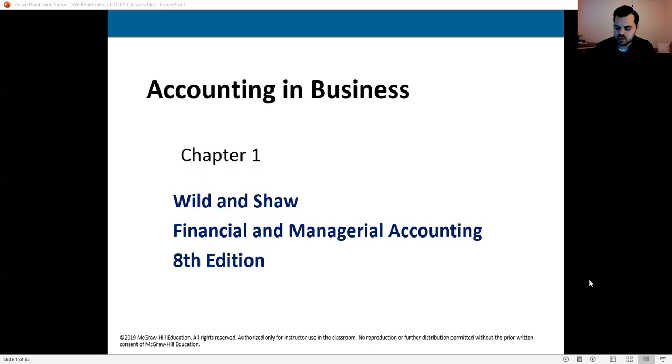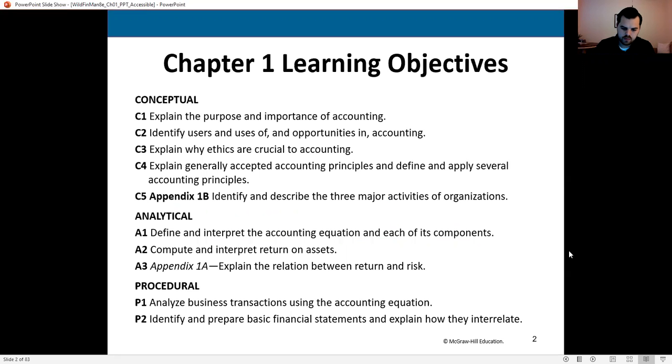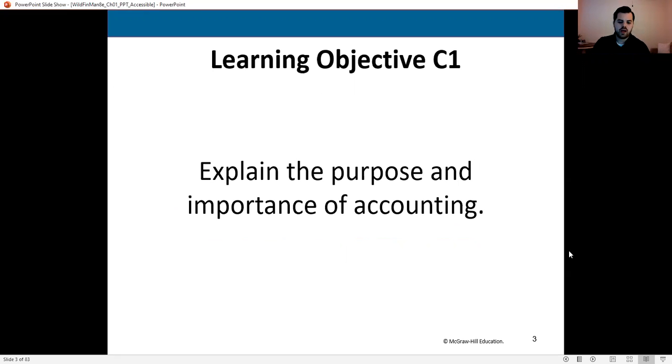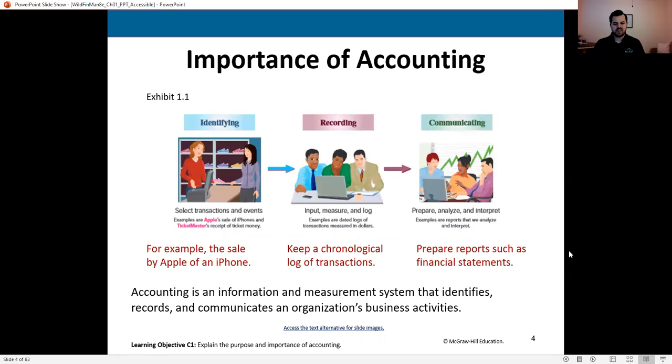So as we dive in here to chapter 1, the first thing we want to look at is just figuring out, well, what is accounting? Why is it important? How does it matter to me? All of those types of things. I think if we can figure that out, it's going to help us find this to be a little bit more interesting. So the idea with accounting is we're trying to do 3 things.